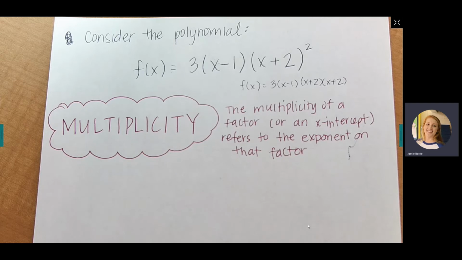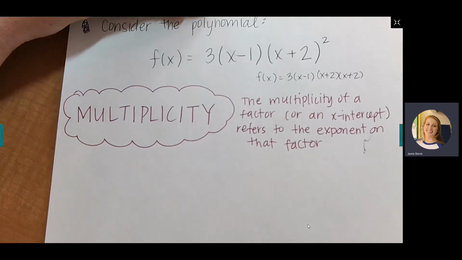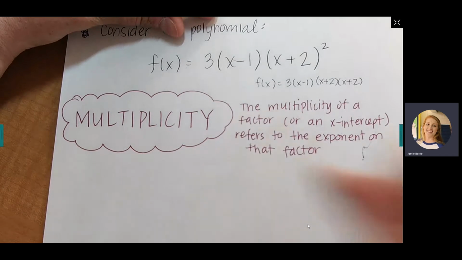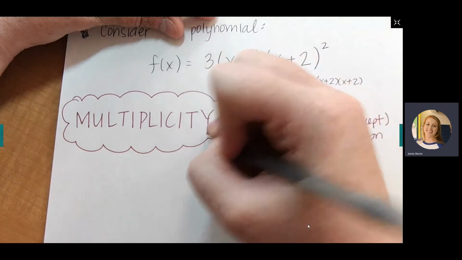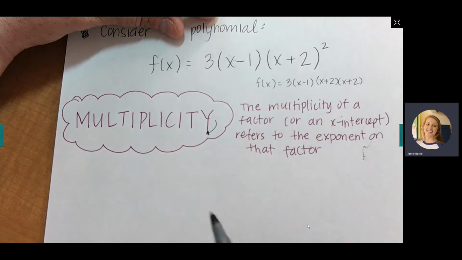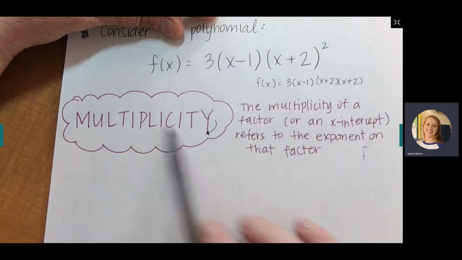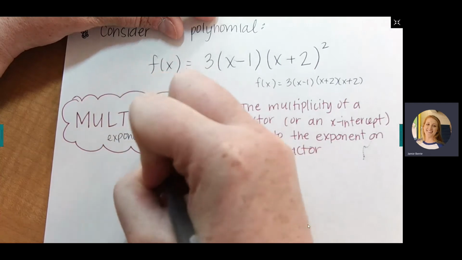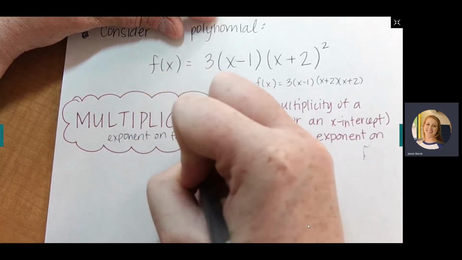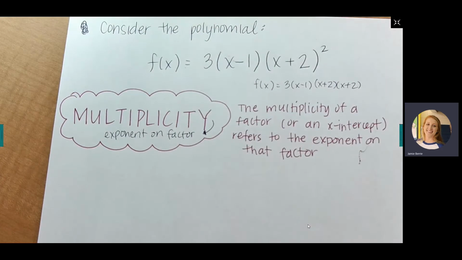What you would need to know, for a short way to write this on your formula sheet, is: multiplicity is the exponent on the factor. (I used to do index cards.) All right, so the multiplicity is the exponent on your factor.